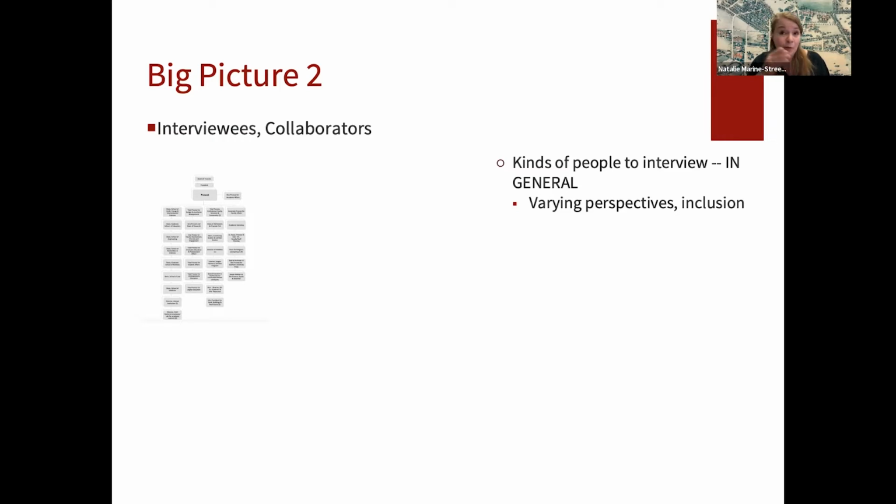But perhaps you could go talk to the head of each of those little squares that are there, and they could give you a picture of the university. But that might be a very top-down kind of perspective, right? So what are some other voices and perspectives that we might want to add to our Stanford Oral History project?